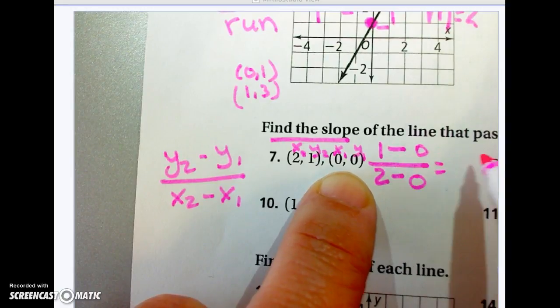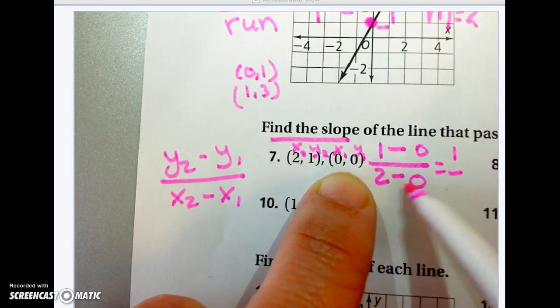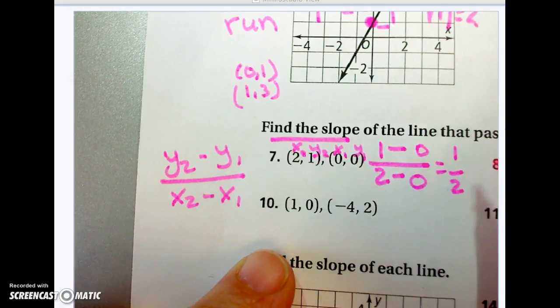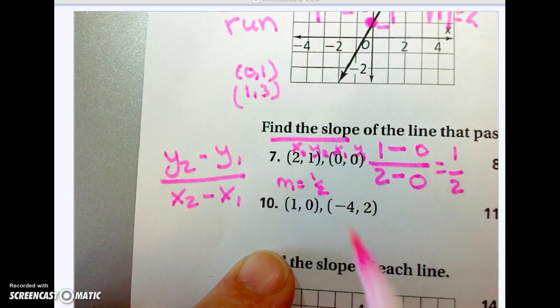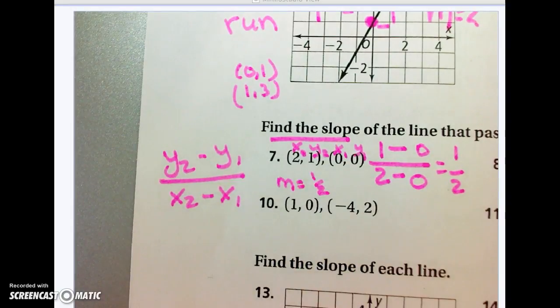So 1 minus 0 is 1, 2 minus 0 is 2, so my slope is 1/2.